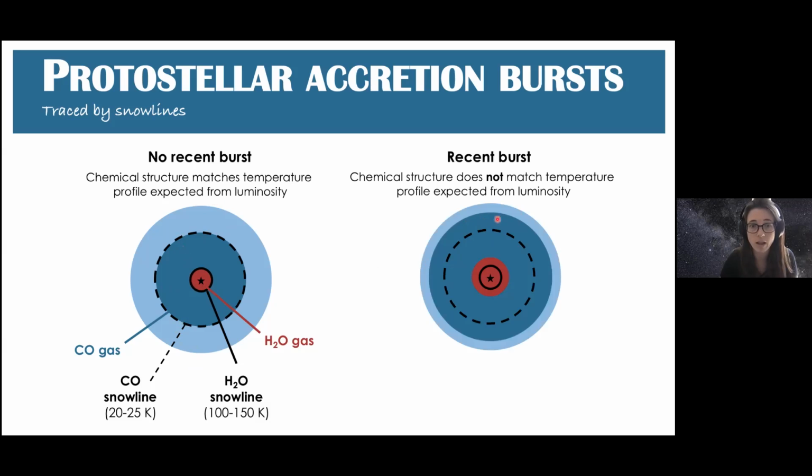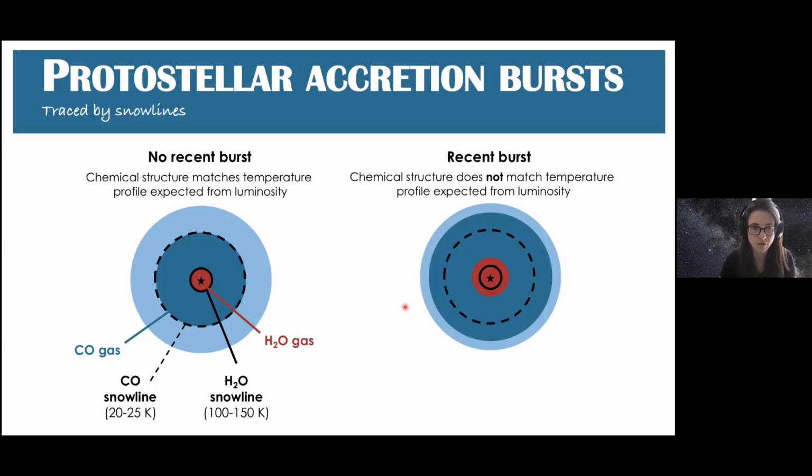So if we have a recent burst, we will see that the chemical structure does not match with the temperature profile that we expect based on the luminosity. So basically we see water and CO out to much larger radii than we would expect from the luminosity.